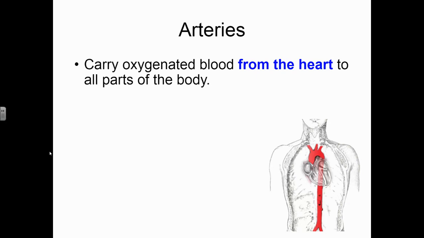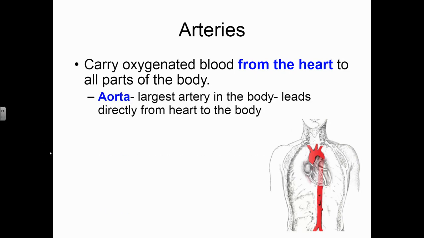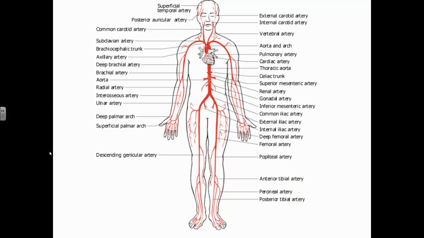So I often remember this because arteries, in a way, both start with A. The main artery of the body is the aorta. It is the largest one that leads directly from the heart, and it brings all of that oxygenated blood out to all the different parts of the body. From the aorta, there are many different types of arteries that are branching out to all the different parts of your body to make sure blood gets to everywhere that it needs to be.